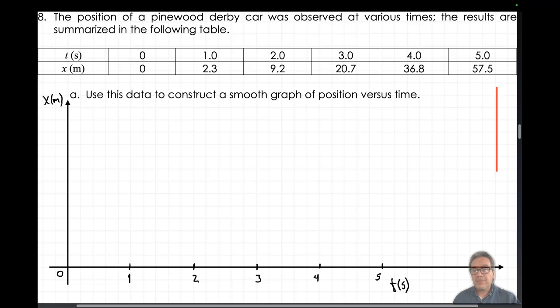On the other hand, you have to go up to 57.5, approximately 60 meters. So I advise that you use 10 meters as your standard division. And I'm going to use 2 squares in the grid for that. So we have 10, 20, 30, 40, 50, and 60 meters for your vertical axis.